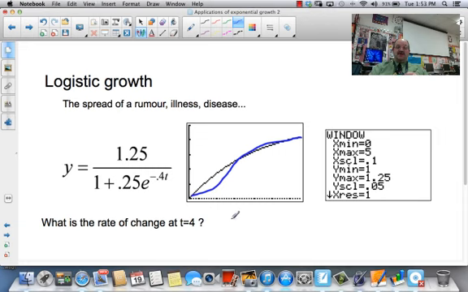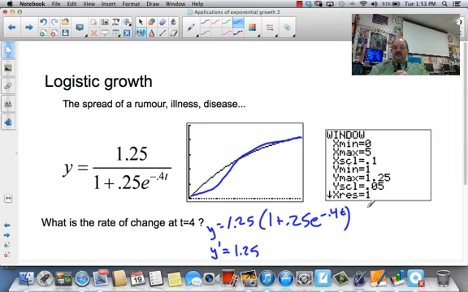To find the rate of change, I would probably rewrite this as 1.25 times 1 plus 0.25 e to the negative 0.4 t, all to the negative 1. That's my y equation. So y prime is going to be, well, the 1.25 is coming along for the ride. And this is actually to the negative 1, Mr. Dag, that's what you were all thinking: why'd you forget that? Because I brought it up to the top. So this becomes negative 1 times 1 plus 0.25 e to the negative 0.4 t, raised to the negative 2.